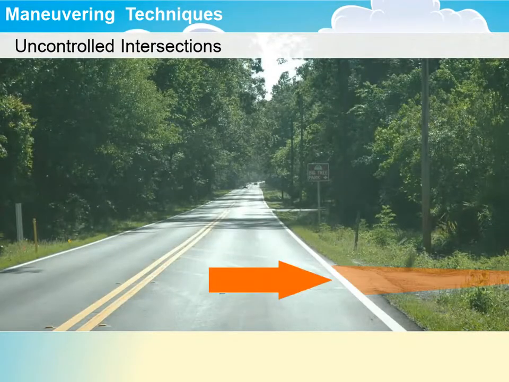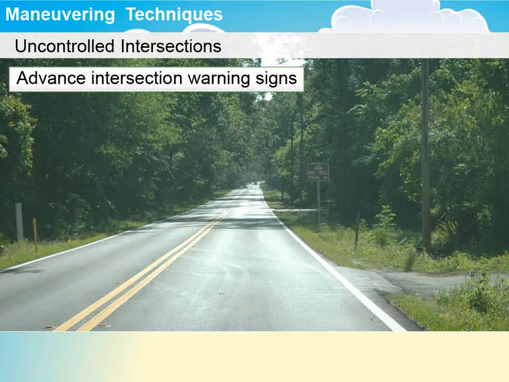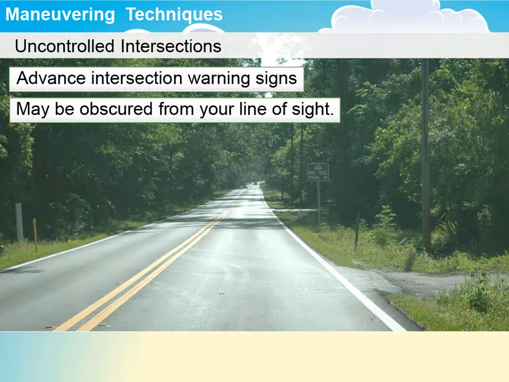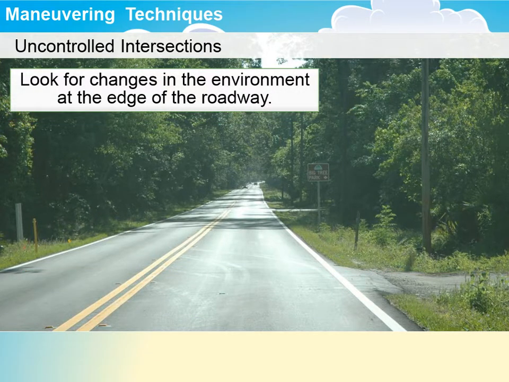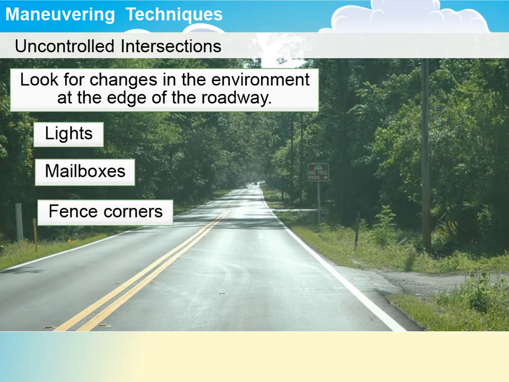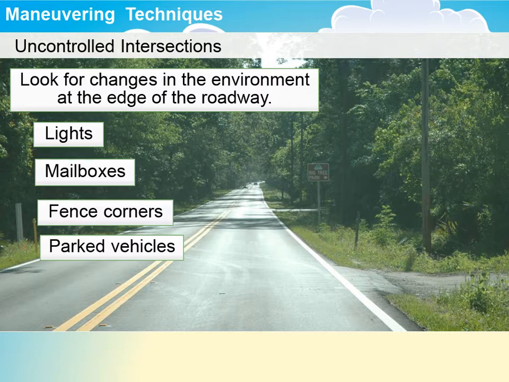Drivers may not notice uncontrolled intersections. Some uncontrolled intersections have advanced intersection warning signs. Some may be obscured from your line of sight. Continuous scanning is important to pick up clues that you are approaching an uncontrolled intersection. Look for changes in the environment at the edge of the roadway. Lights, mailboxes, fence corners, and parked vehicles are all indications that an intersection might be ahead.